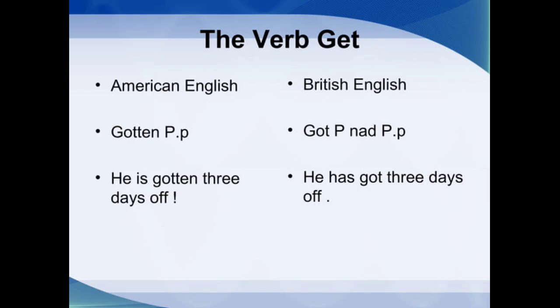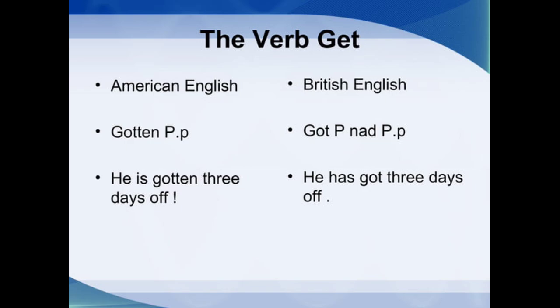Past participle got. In British English, the past participle of get is typically got. For example, he has got 3 days off. I had got a new job. Usage of got in passive voice. British English generally uses got in passive voice constructions similar to American English. So, in British English, you might also say, he is got 3 days off.